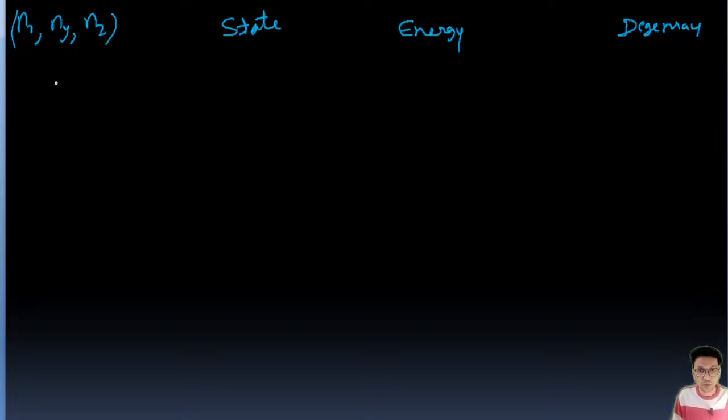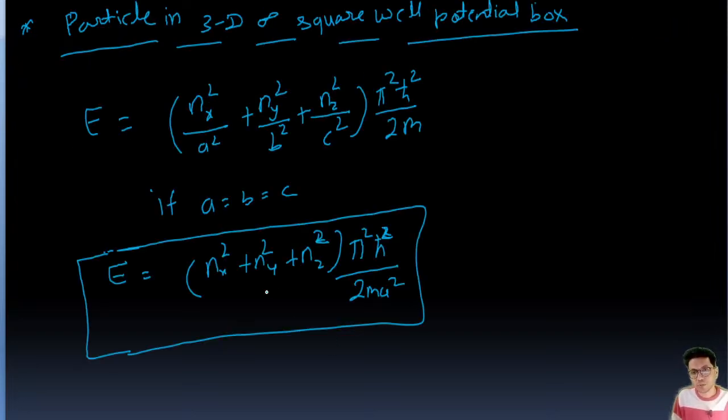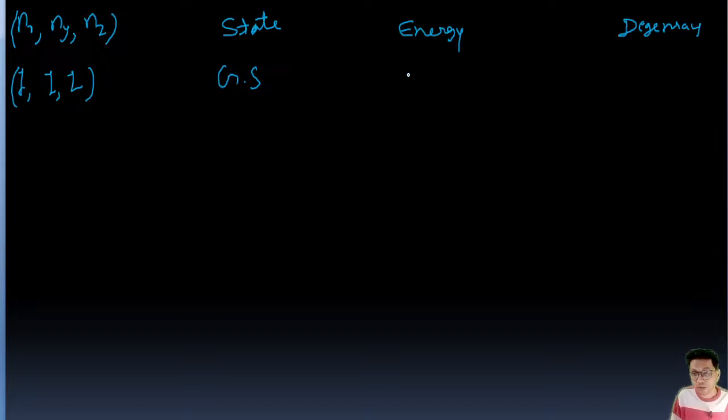So for ground state, the values of nx, ny, nz are 1 1 1. And energy is going to be from here: we'll put nx equal to 1, ny equal to 1, and nz equal to 1. So this value is going to be 1 square plus 1 square plus 1 square, which is 3 pi square h cut square upon 2ma square. And degeneracy is 1 for ground state.